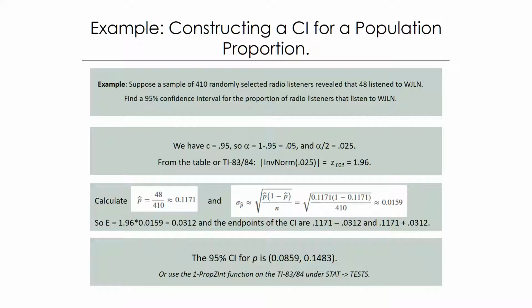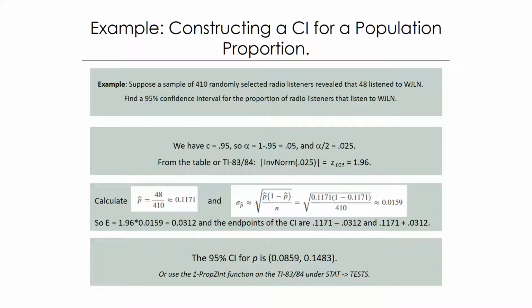Then, since we want a 95% confidence interval, C is 0.95, and then alpha, the complement of that, is 1 minus 0.95, or 0.05, and so half of alpha, alpha over 2, is 0.025. So then from a z-score table or from the TI-83/84 calculator, you take the absolute value, the positive, of inverse norm of 0.025 to get this critical value, z sub 0.025, which is 1.96, almost 2 standard deviations to the right of the mean.